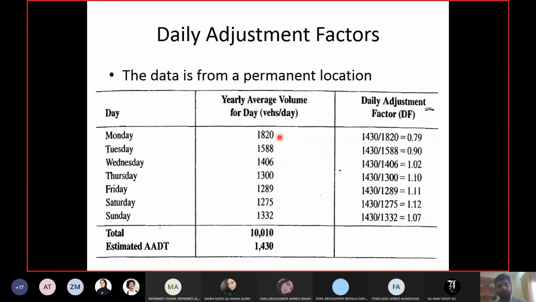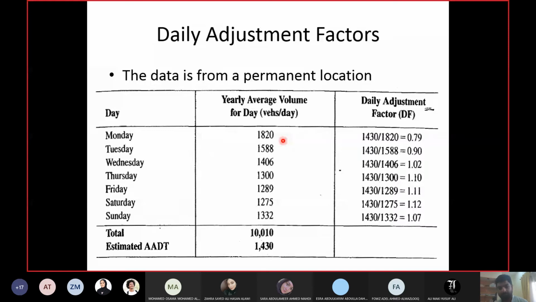Okay. So you have average daily traffic for Tuesday as well, which is for all the Tuesdays of the year, and so on. So this is vehicles per day for each day of the week, and the data is collected for the entire year. Now, if you want AADT, then you take the average of these 7 values. The total of these 7 values is 10,010, and you divide by 7, you get 1430. So AADT is 1430 vehicles per day. Then if you want the adjustment factor for Monday, they call it the daily adjustment factor. You will take AADT and divide it by the ADT of Monday. So 1430 divided by 1820 gives the adjustment factor for Monday.